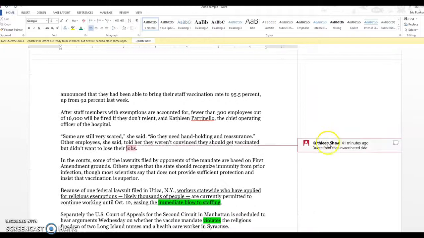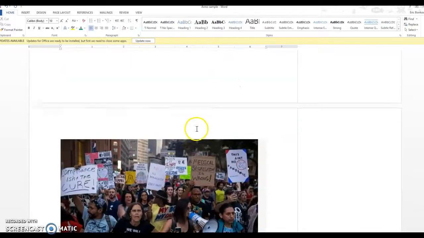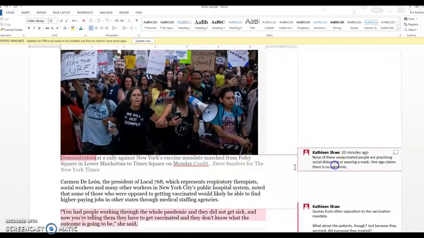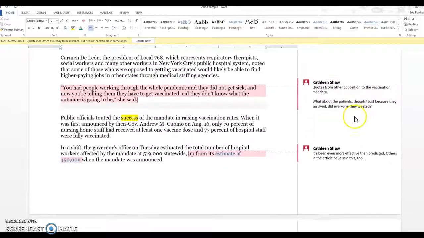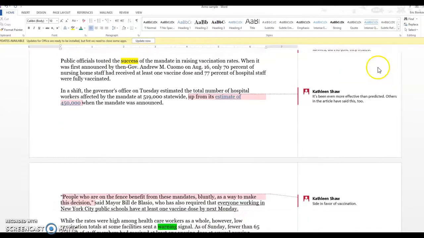You can see that I'm kind of making notes like, okay, this is a quote from the unvaccinated side. Here, I want to know more about why this is an issue, what's going on with this issue, if this is what people are claiming as a religious exemption. I don't know much about this, so I want to learn more. Here, I comment on the photo itself. Here, I'm thinking in my head about my personal connection to this article and the thoughts running through my head, which is also fine.